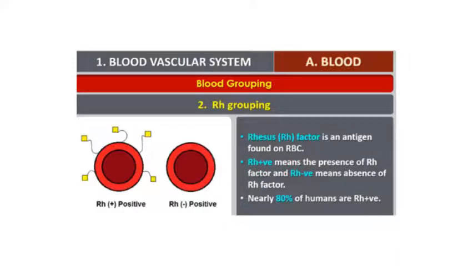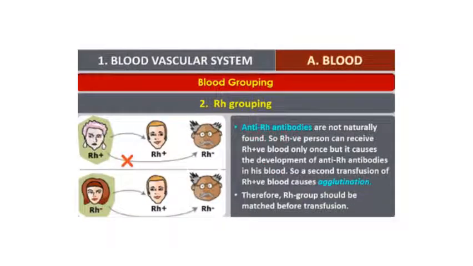The other method is Rh grouping. So Rh is basically rhesus. Rhesus factor is an antigen which is found on the top of RBC. So if this Rh is present, then it is said to be Rh positive blood group, and if the Rh is not present, then it is said to be Rh negative blood group. Okay, so nearly 80% of humans are Rh positive.